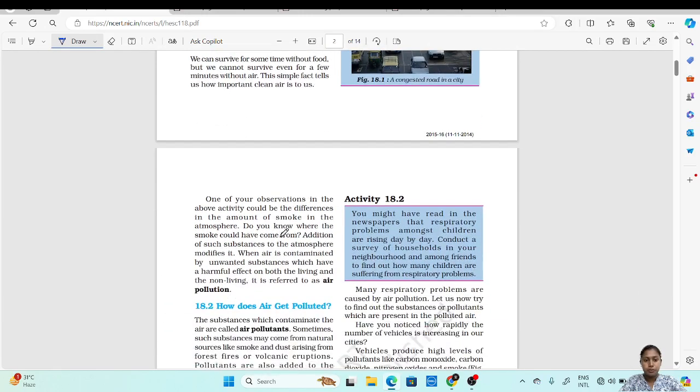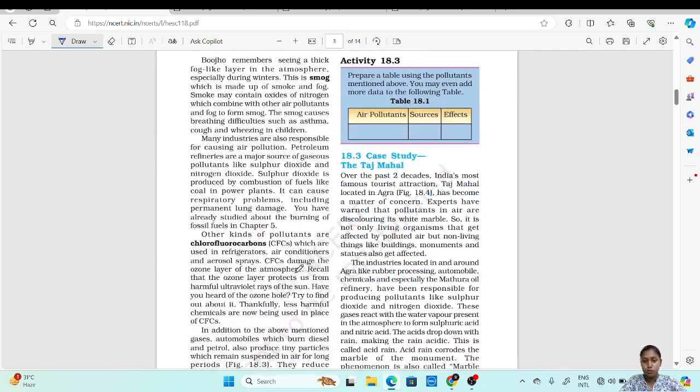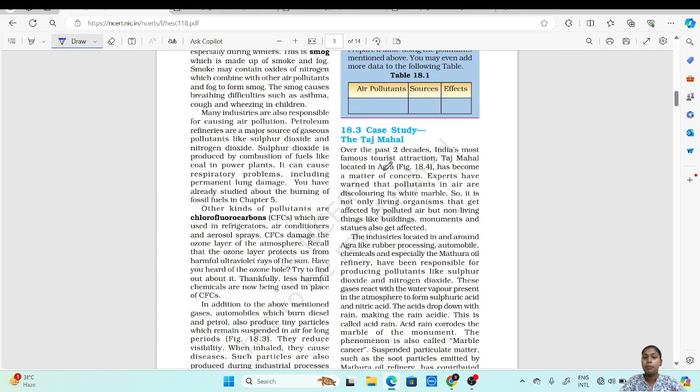So air pollution is when air is contaminated by unwanted substances which have a harmful effect on both living and non-living things. On living things, we know the effects, because we ourselves have suffered a lot of diseases due to air pollution, like respiratory diseases, breathing problems, coughing. So we, being living organisms, face a lot of problems because of air pollution. But air pollution can also affect non-living things, and we have seen that in the case study of the Taj Mahal.